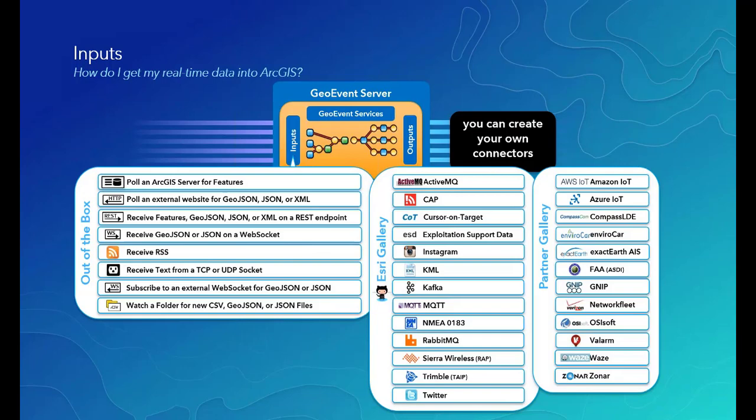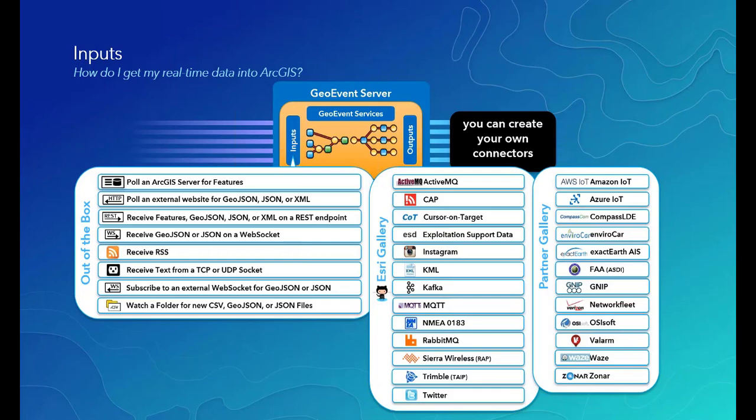I just want to go through a few of the concepts that are critical to understand to use GeoEvent. It always starts with an input. Data has to come from somewhere, and there is a good selection of out-of-the-box inputs. You can see this list here. We can pull from RSS feeds. It can pull from existing services within ArcGIS Server, different portals. It can monitor as other layers of data are changing. GeoEvent can pick up on that and make use of that.